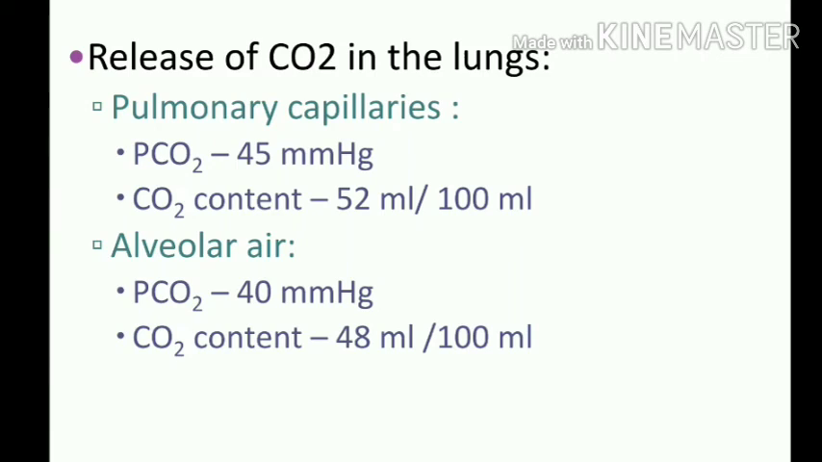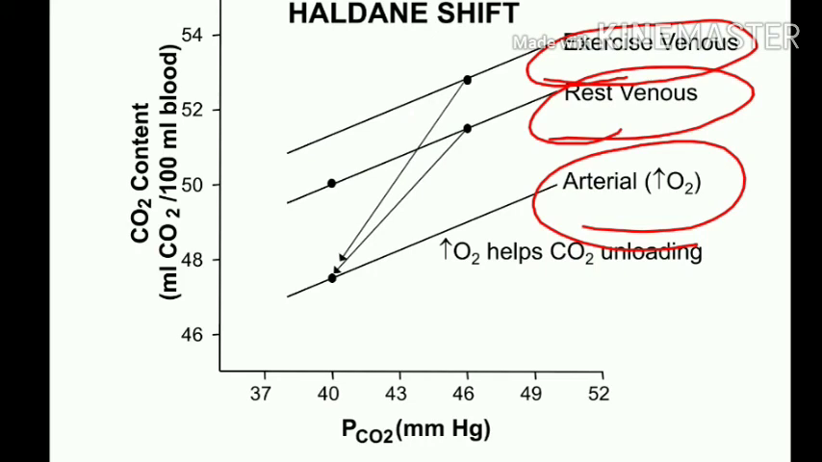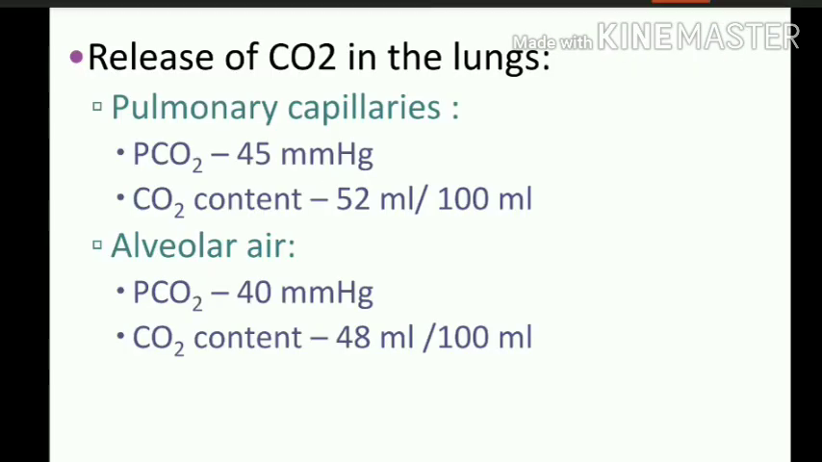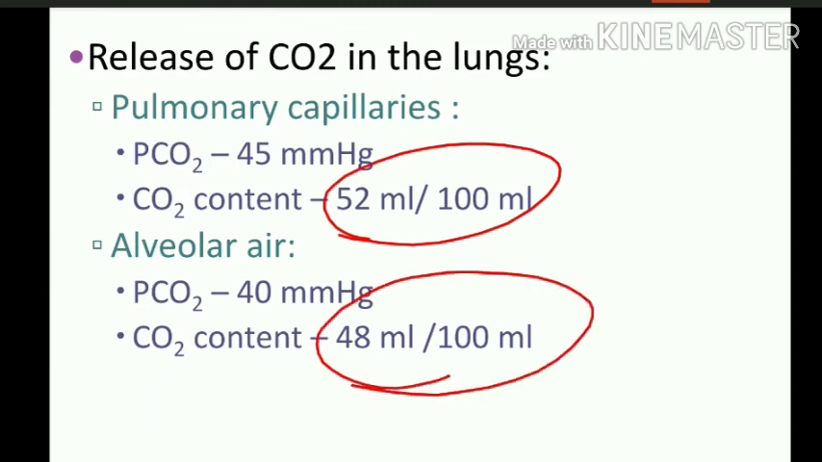Next is release of carbon dioxide in the lung. As we all know, partial pressure of carbon dioxide in the venous blood is about 45 mm of mercury, and in the venous blood carbon dioxide content is 52 ml per 100 ml of blood, whereas in the alveolar air partial pressure of carbon dioxide is 40 mm of mercury and carbon dioxide content is 48 ml per 100 ml of blood. Therefore, the difference of these two, 52 ml and 48 ml, that is equal to 4 ml of carbon dioxide, is transported per 100 ml of blood.